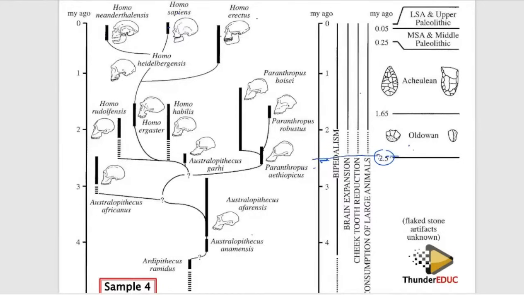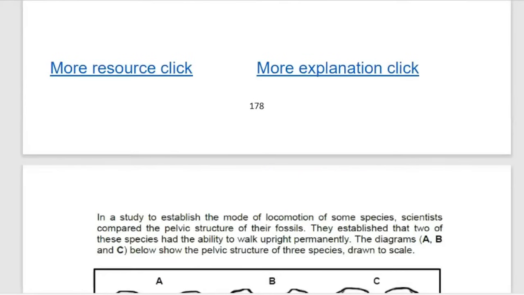I have to draw a line and then I find out which species first used tools. Here it is showing you Paranthropus ethiopicus and also Australopithecus afarensis, Australopithecus africanus, something like that, based on the diagram. You understand? Yes, but if there is no diagram, then it is Homo habilis, the handyman.